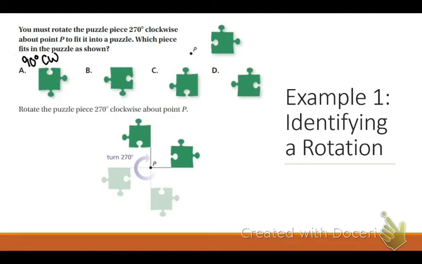So for B, how many turns is it? 2, which would be 180, okay? So B is 180. And then C would be 1 more turn, which would be 270 degrees. That would be the 270 degrees clockwise because that was 3 turns. Does that make sense so far? Good.